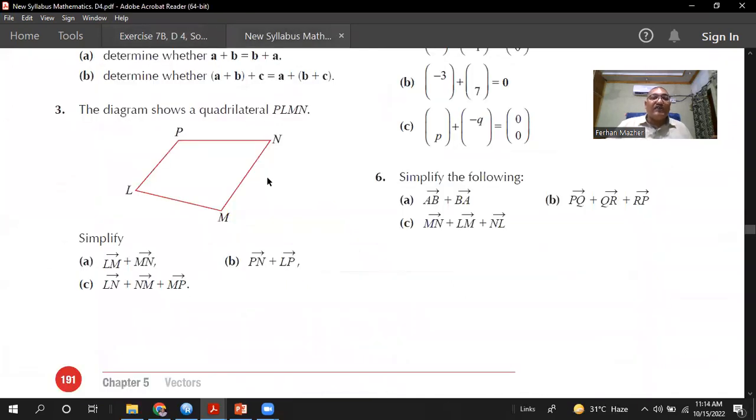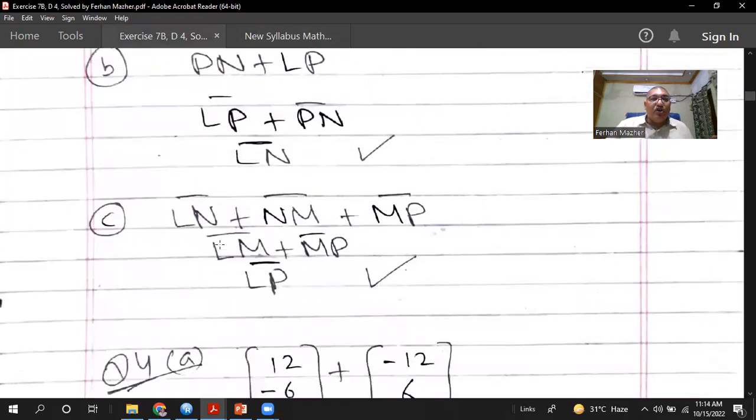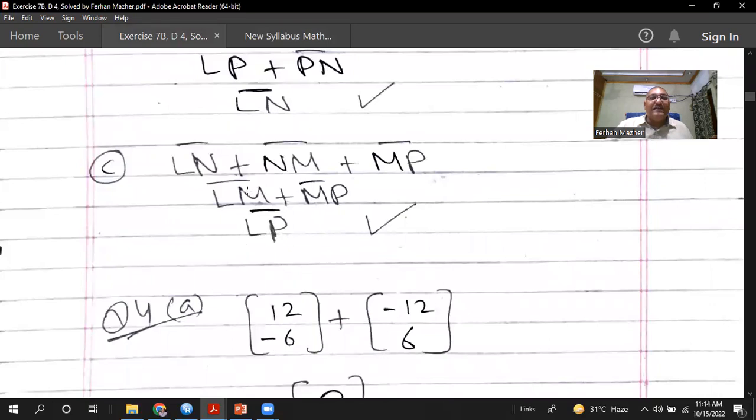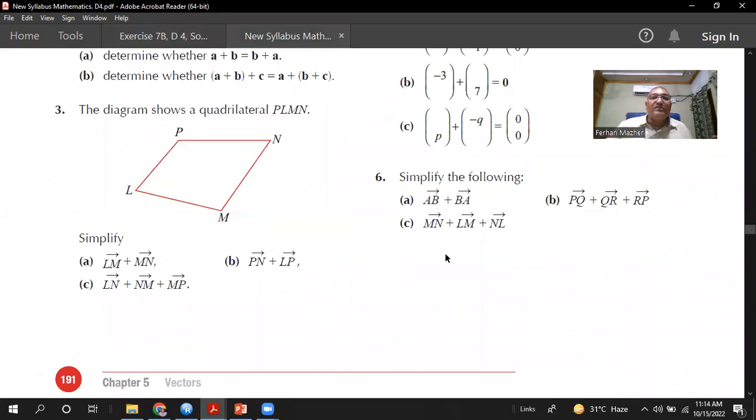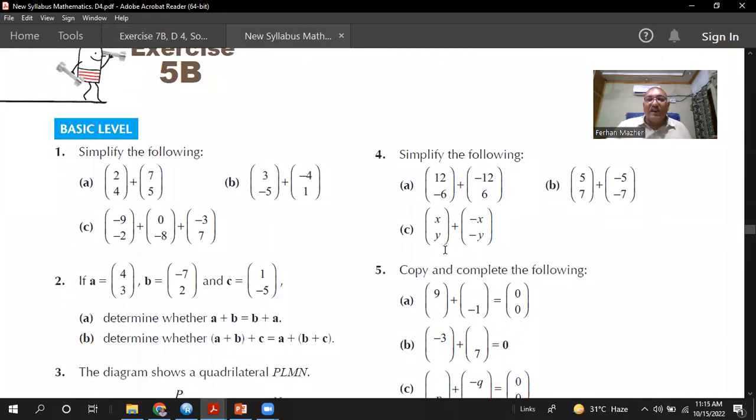Okay, so next one is, he says LN plus NM plus MP. So LN plus NM, it will be LM, and then you have plus MP. So LM plus MP, it will be LP. So simple, straightforward question number 3. Okay, so we are going to the next question. The next question is question number 4.